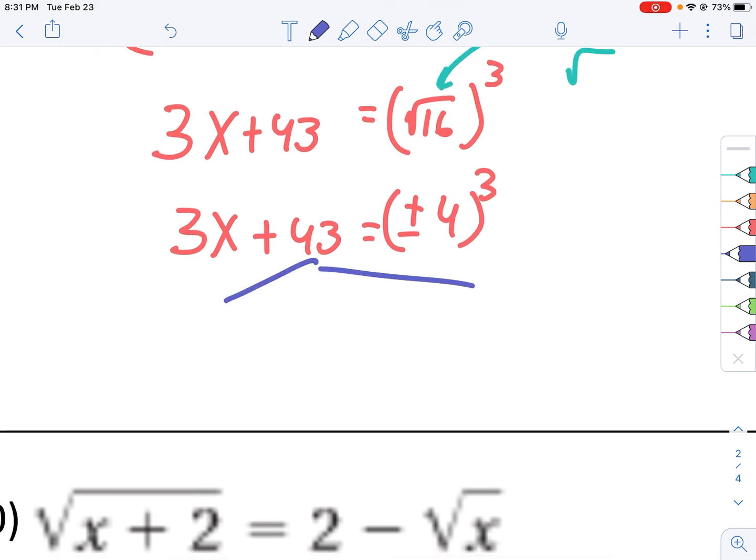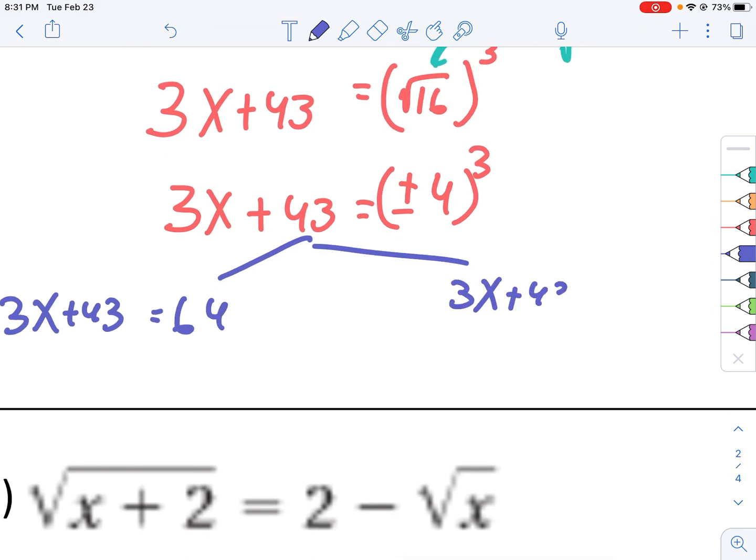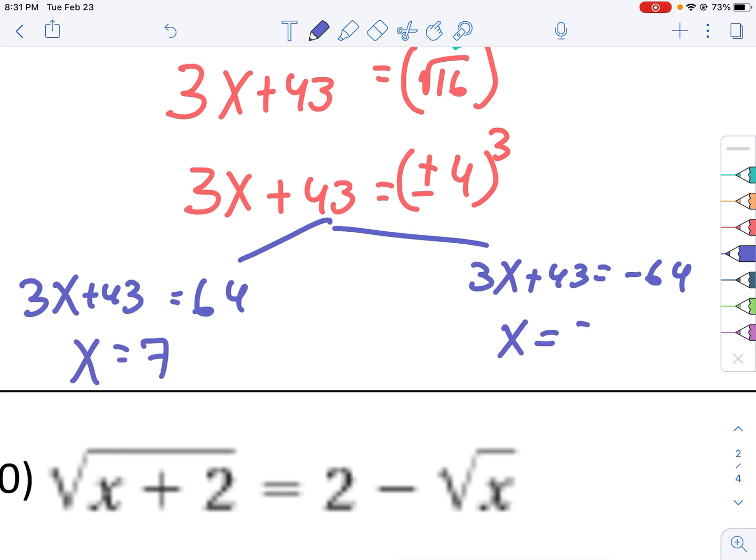Because it's plus or minus, we need to split it into its two cases. 3x plus 43 is equal to positive 64, and 3x plus 43 equals negative 64. X equals 7 on the left. On the right, x is going to equal negative 107 divided by 3.